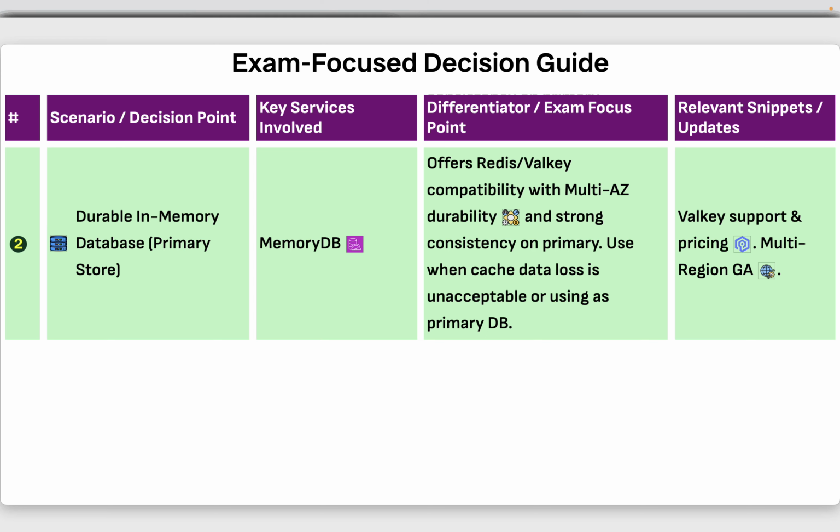So it is used as a primary DB in the sense it's the main database, not the secondary or the second database, and you cannot afford any kind of data loss. And some snippets or updates: it has Valkey support and pricing, same, and multi-region global availability.